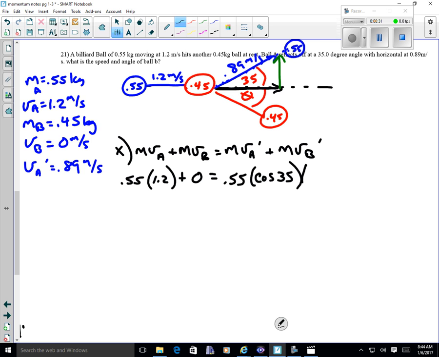And then we're going to put in ball B. The mass of ball B was 0.45. And so this will be the velocity of B in the x direction afterwards. So let's figure out what that is.